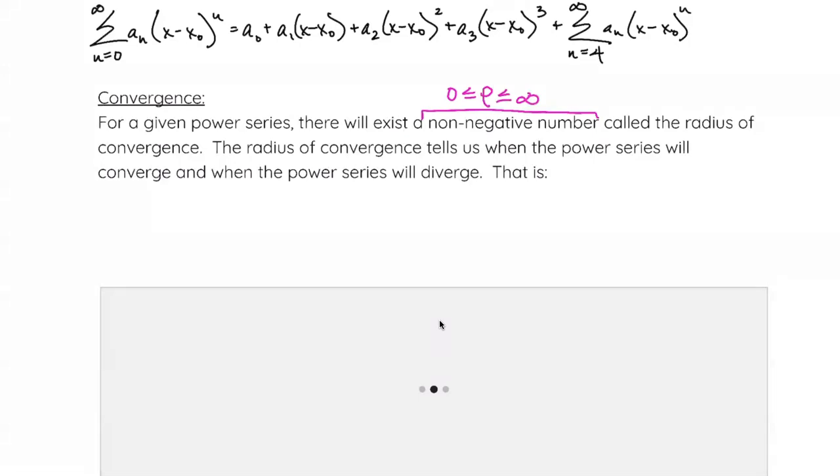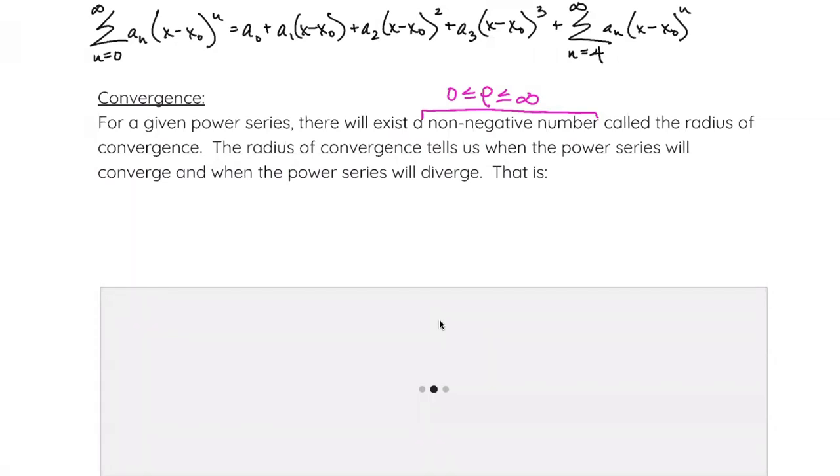Now this radius of convergence, so rho is the Greek r, right? That number is so important because it tells us whether a power series will converge and when it will diverge. So we want to make sure we know, when is this going to converge? When is this going to diverge? And so at some point next week, it might be very important for us to look into that a little bit more deeply, all right?